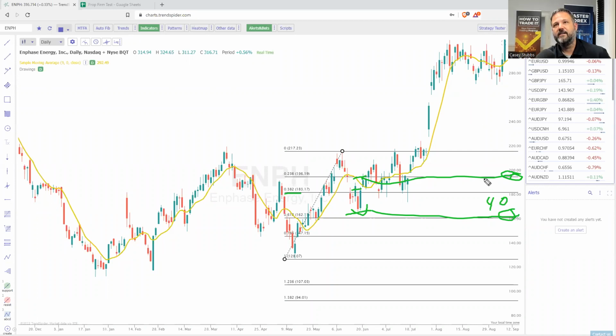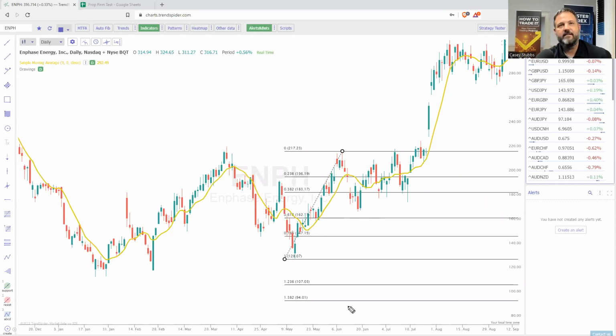The move went, I mean, you could technically still be in this, but the swing high here was about 300. That's about a $100 move, right? With a $40 stop, you got a $100 move. That's really good. All right, so that's a great example. Now let's keep moving here.